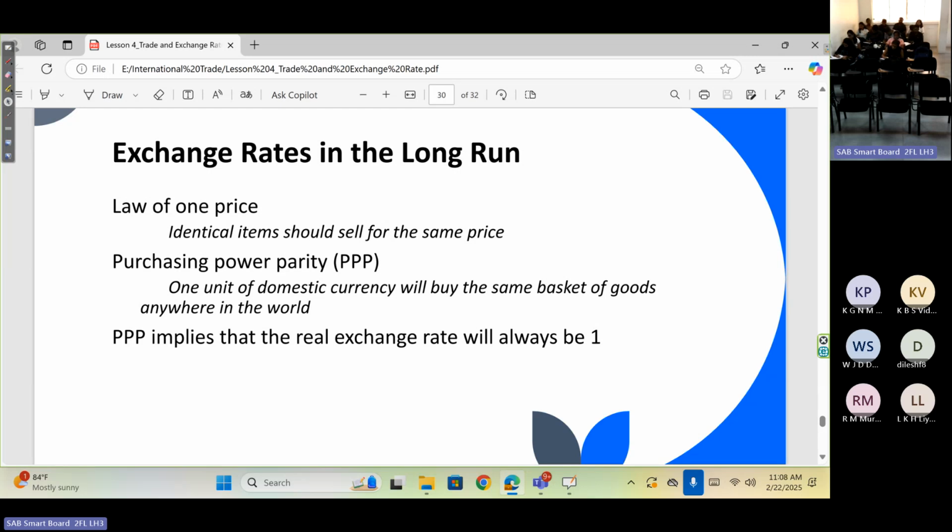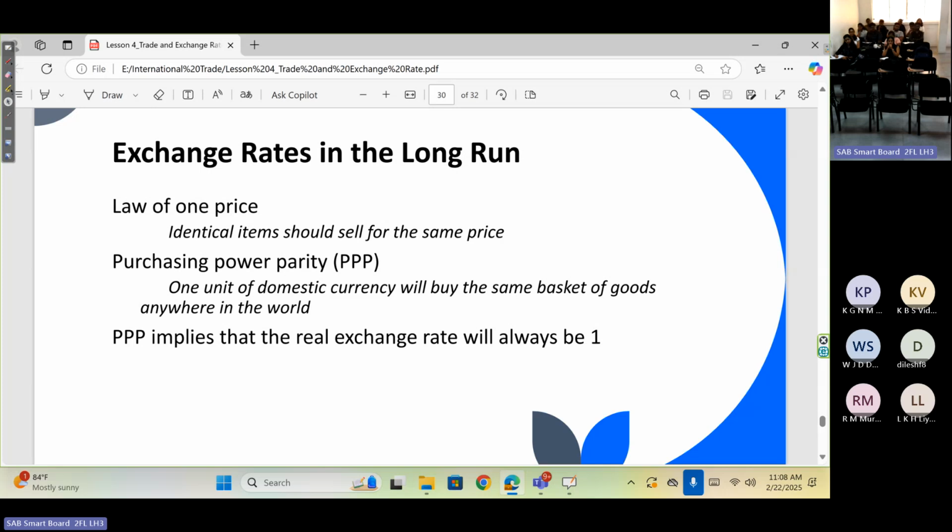Regarding the exchange rate in the long run, there are two concepts: law of one price and purchasing power parity. Can you guess what it means by law of one price? Identical items should sell for the same price among two countries. Let's say it's a book. The price of a book in Sri Lanka and the price of the same book in another country should be equal. So that means law of one price.